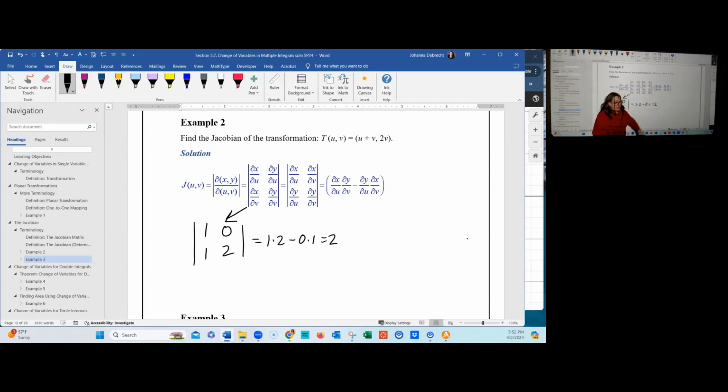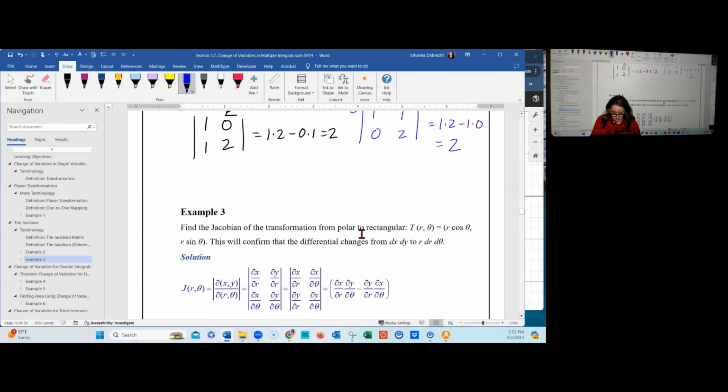Well, let's try it. Partial of x with respect to u, we said that that would give me a 1, and the partial of x with respect to v would also be a 1, but this time it goes in row 1, column 2. Partial of y with respect to u is 0. Partial of y with respect to v is 2. And then this becomes 1 times 2 minus 1 times 0, which is still 2. So you can see that we get the same value no matter which way you do it. But my advice is pick one and stick with it so that you can remember it long term.